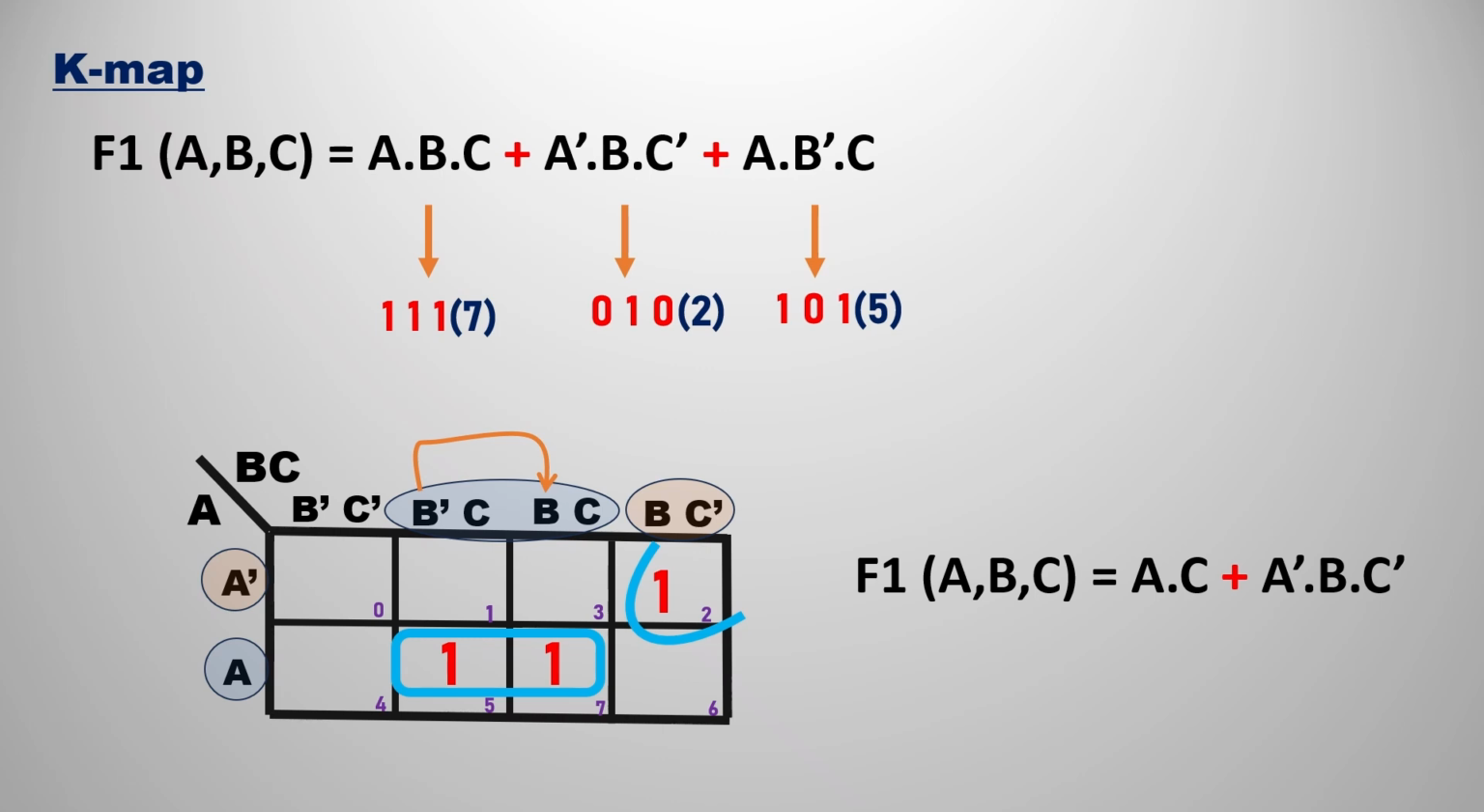So the single term that is present is in the A bar column. So I have A bar. The row is A bar, the column is B into C bar. So the product term is A bar B C bar. That is our K-map output equation.